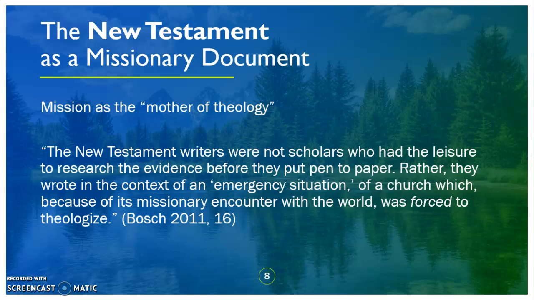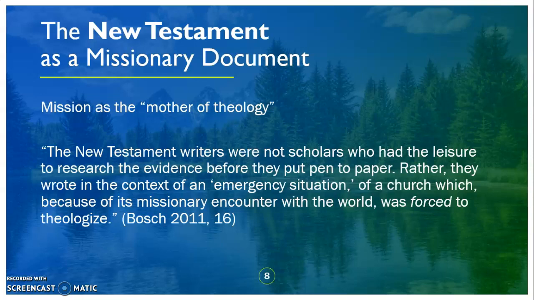But what Bosch is saying is that the New Testament writers were not scholars who had the leisure to research the evidence before they put pen to paper. Rather, they wrote in the context of an emergency situation of a church which, because of its missionary encounter with the world, was forced to theologize. So that's Bosch's encouragement to us to understand the New Testament writers as practitioners who had something practical in mind when they wrote theology.